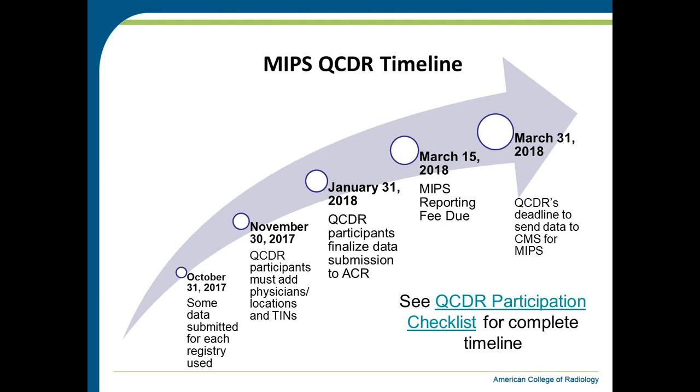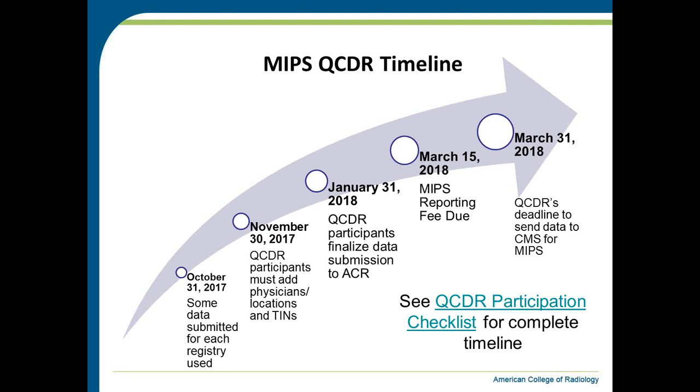So I think it's important because we do have information on our website related to the QCDR timeline. This is a high-level timeline. If you would like a full snapshot of the full timeline, it is available in our QCDR participation checklist. But October 31st, we want you to at least have the MIPS registry as part of your account. We want to know that you are interested in using us for MIPS reporting, so that's very important. If you've already done that, you have already satisfied the first deadline.